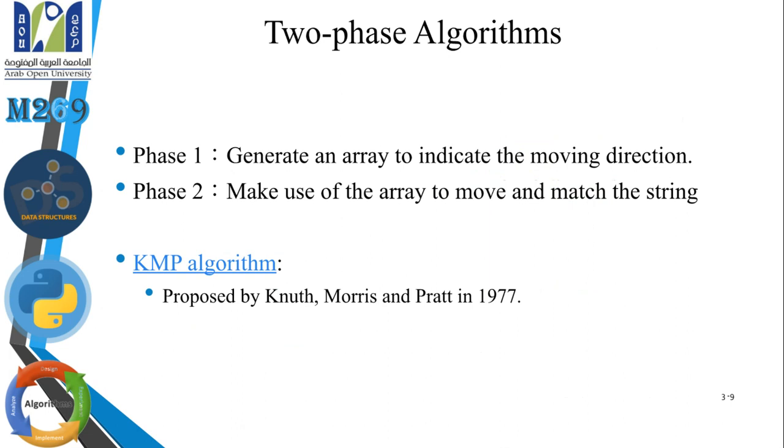Now, the second algorithm is the KMP, and it was developed in 1977 by these three scientists. This algorithm is actually very easy. The only thing that requires your attention is how to build the table. So first we generate the array and then make use of the array to move the match of the string.